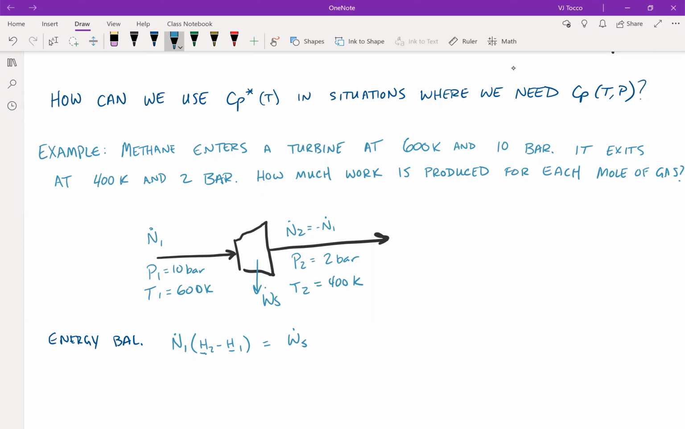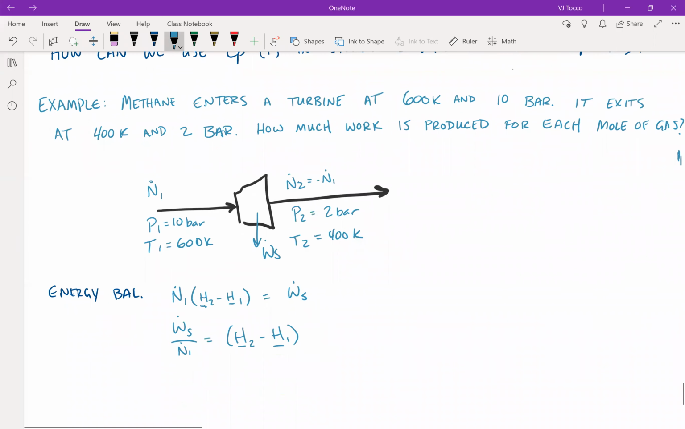All right, I can solve for what I want to know. The problem asks me how much work is produced for each mole. That is literally Ws divided by N. So in order to solve this problem, all we have to do is figure out what the change in molar enthalpy is for this gas. So again, relate what we know to what we don't know.